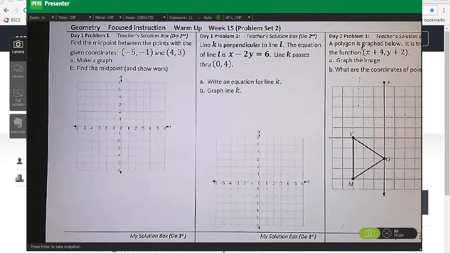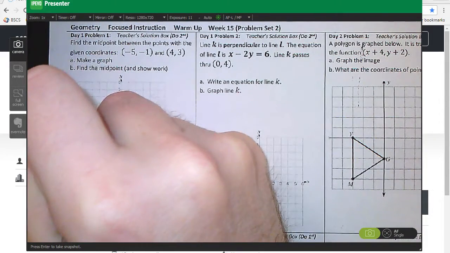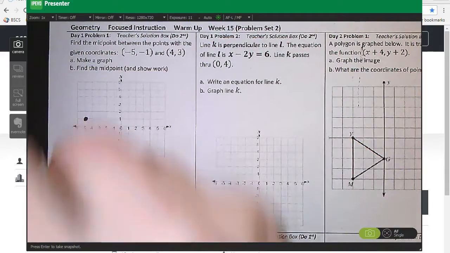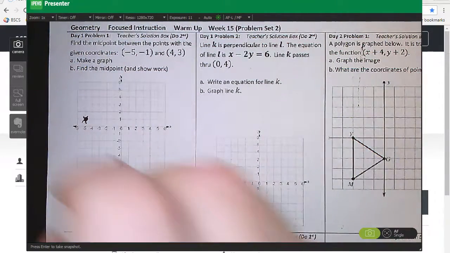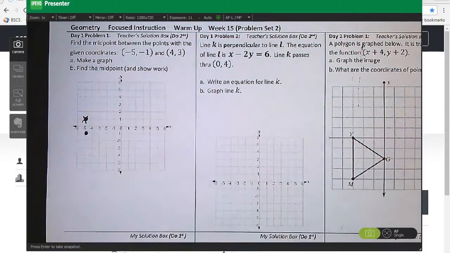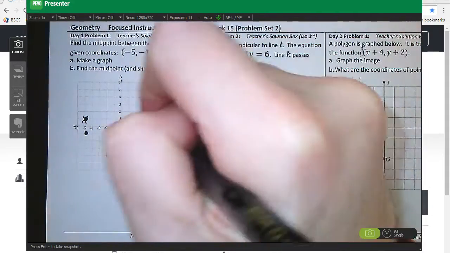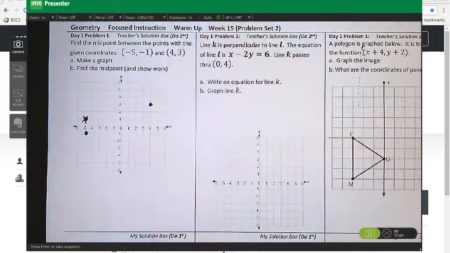Here's the answer for day 1, problem 1. Find the midpoint between the points with the given coordinates. Graph and then find the midpoint and show the algebra work. So we have -5 comma -1. That's located here. Whoops. -5 comma -1 is located here. That's left 5 and down 1. And then the other point is 4 comma 3. That's located right there. That's right 4 up 3 from the origin.